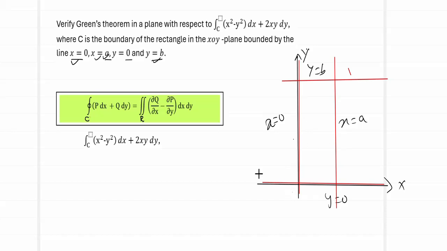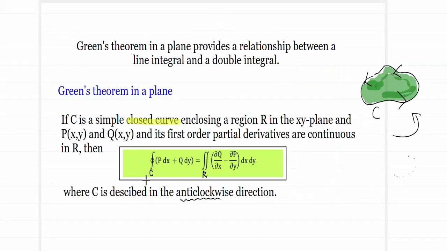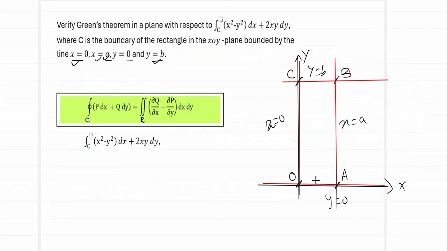If I mark this as my O, this point as my A, this point as my B and this point as my C, then the closed curve C, which has been given in the problem, which I am going to circulate along, will be OA, AB, BC and CO. You have to keep in mind we will always have to traverse in anti-clockwise direction.